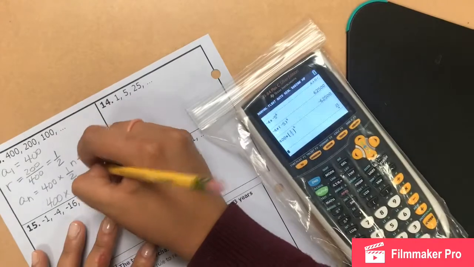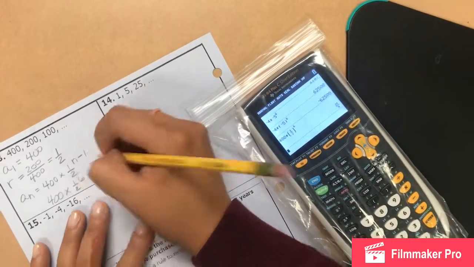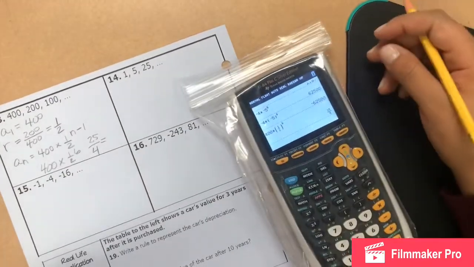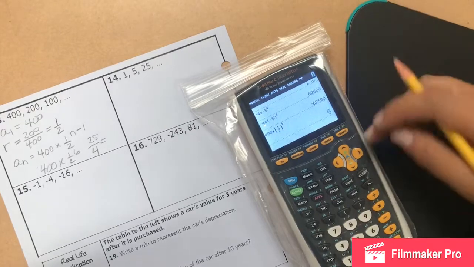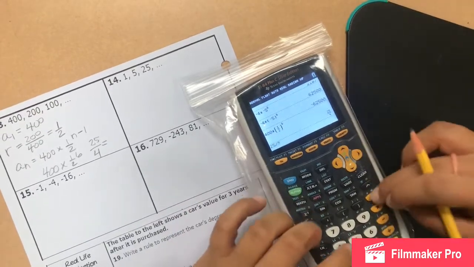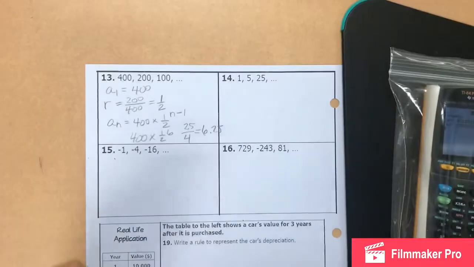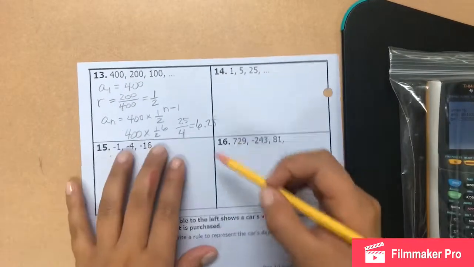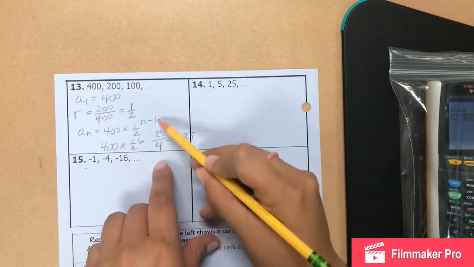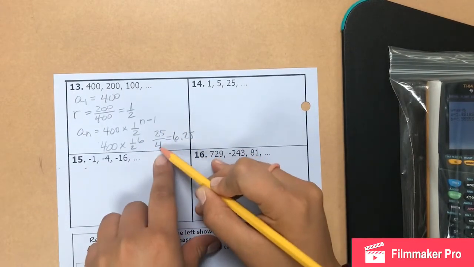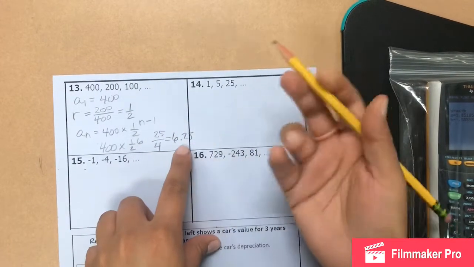Now, yes, we can leave it a fraction, but if they do want it as a decimal, then I would do 25 divided by 4 is 6.25. Okay, so let's continue. So yeah, if you get a fraction as an answer, you could see it written as a fraction or change it to a decimal.